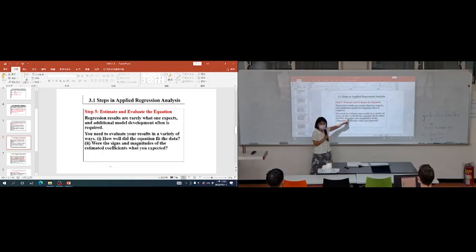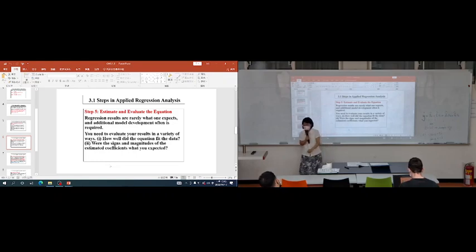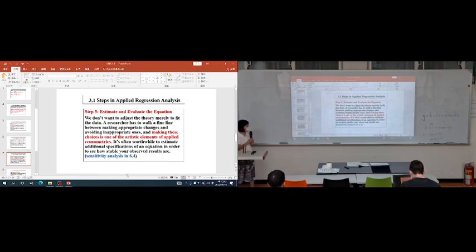Did we learn this one? How well did the equation fit the data? We just explained in chapter 2 using the R-square or adjusted R-square, right? But that is not the only measurement, this is only the one we learned so far. Second, were the size and magnitude of the estimated coefficients what you expected? Again and again, we are talking about the signs of the coefficients, right? What else?